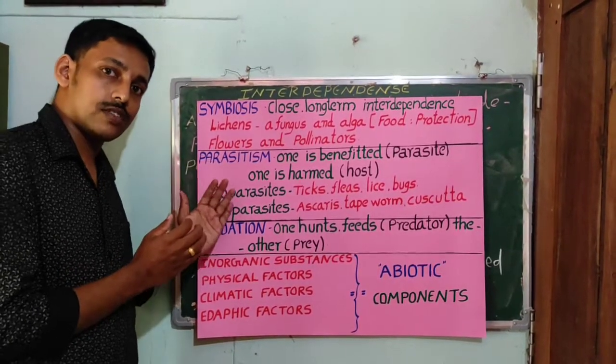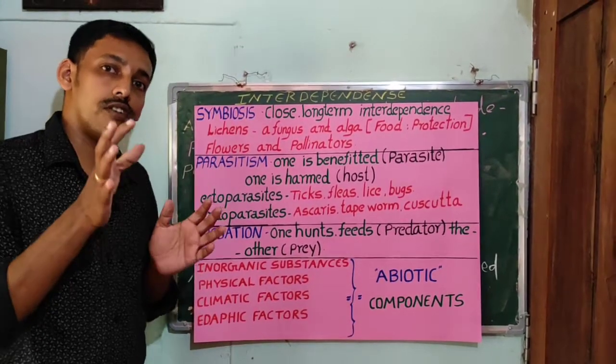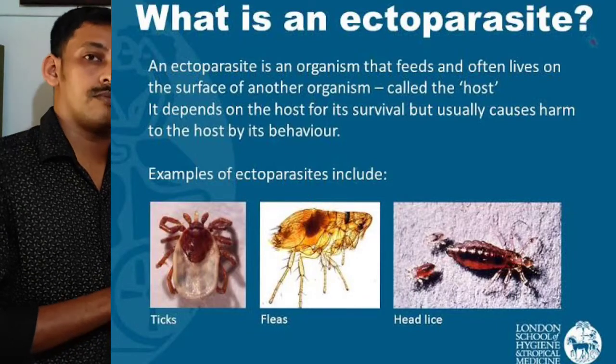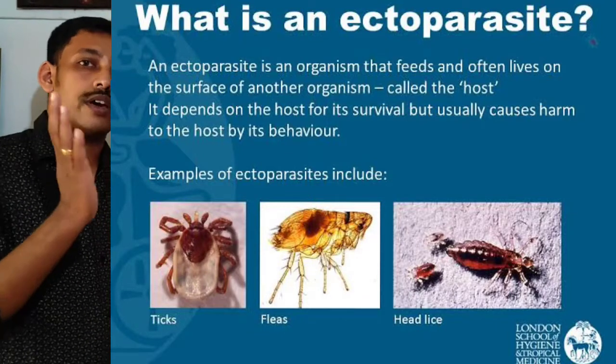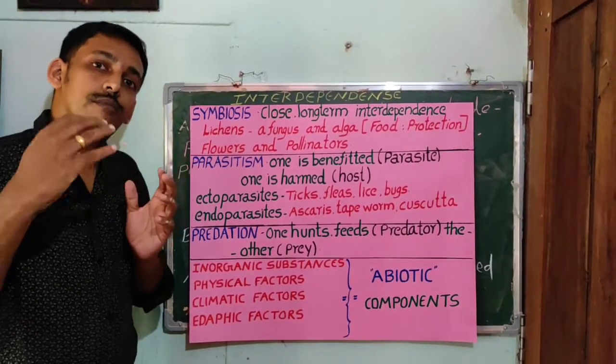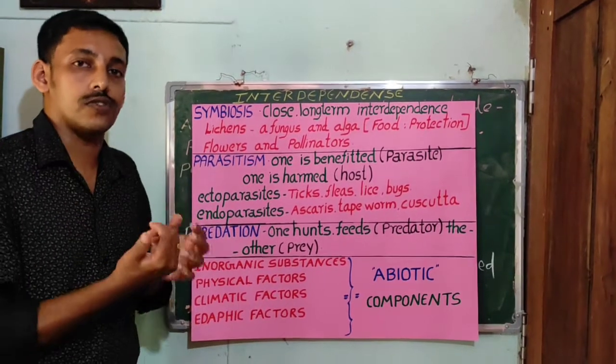The ectoparasites live on the body of the host. For example, ticks, fleas, lice and bugs, all these are what? Ectoparasites. They feed on the blood from the host.